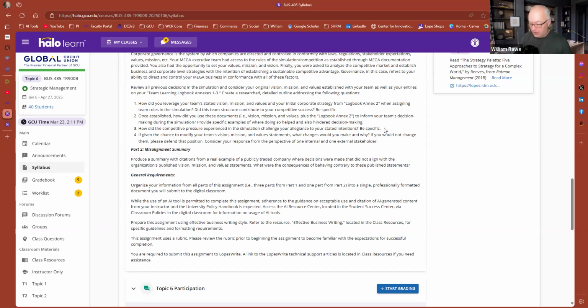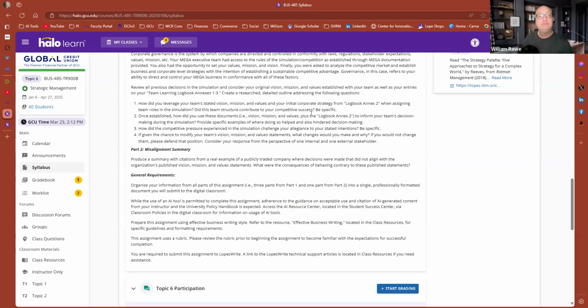Okay, so again, rely on your data, rely on the evidence within the simulation to defend your positions in here. And when we're talking about it, it says, consider your response from the perspective of one internal and one external. So internal would be anybody within the company. You could do shareholders could be included. You could do employees, board of directors, anyone that operates within the company, and everyone else would be external. So a vendor, perhaps, or a customer, perhaps, could be external stakeholders.